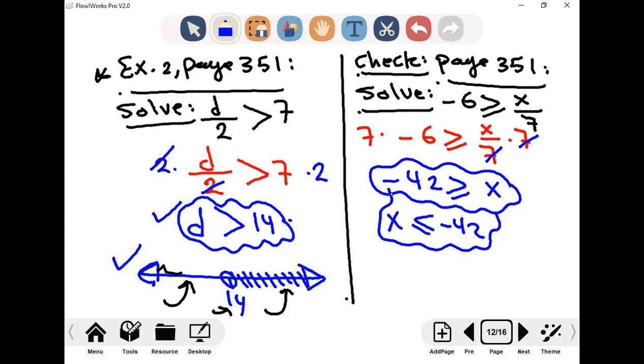Read both. Read the first one: x less than negative 42. Read the second one. Same, right? Now, let's graph it. In part B, they want us to graph this solution. So this is negative 42. Open or closed? Closed. And we go to the left.